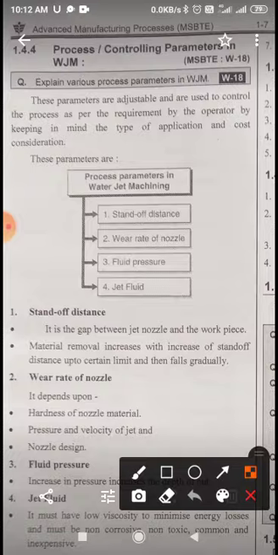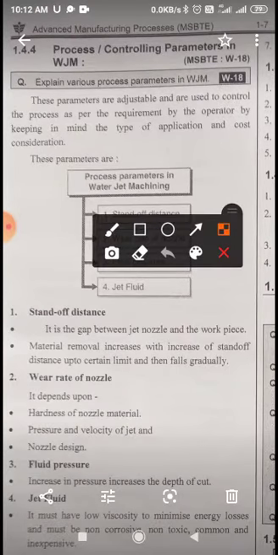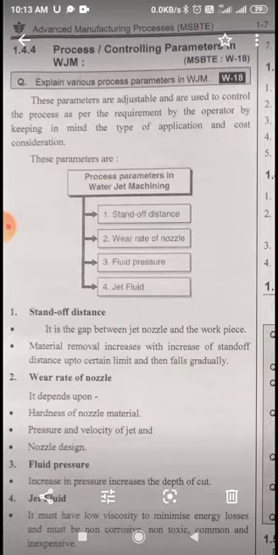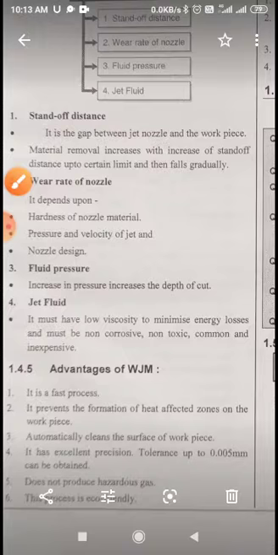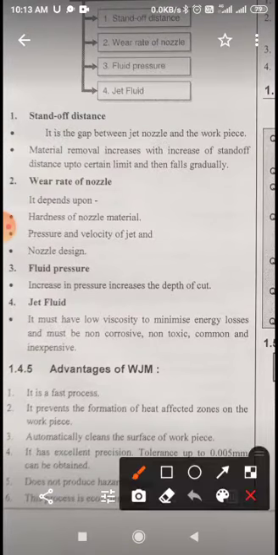Then wear rate of nozzle. It depends on hardness of nozzle material, pressure and velocity of jet, and nozzle design. Fluid pressure: fluid pressure is increased with the depth of cut. Then jet fluid. It must have low viscosity to minimize energy losses and must be non-corrosive, non-toxic, common and inexpensive.